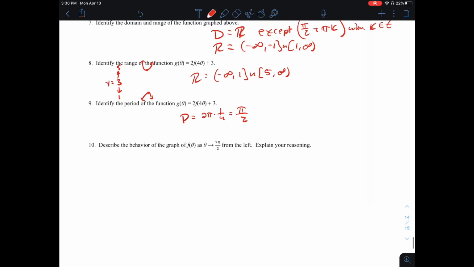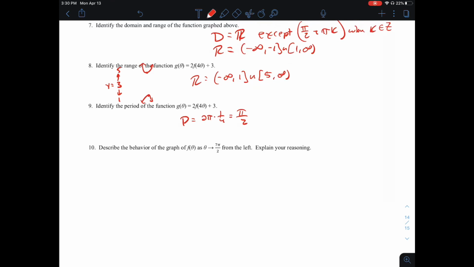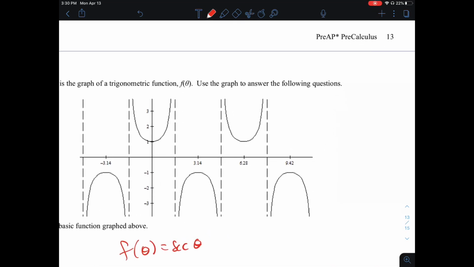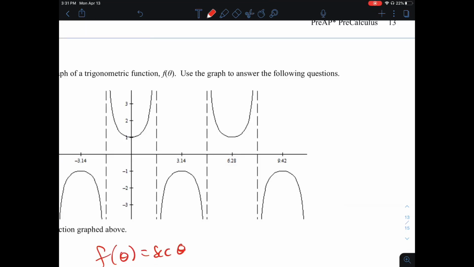Describe the behavior of the graph of f of theta as theta approaches 7 pi over 2 from the left. Let's look at it. 7 pi over 2. So this is pi over 2. This is pi. This is 3 pi over 2. This is 4 pi over 2, which is 2 pi. 5 pi over 2. And then we have 6 pi over 2. And then we have 7 pi over 2.